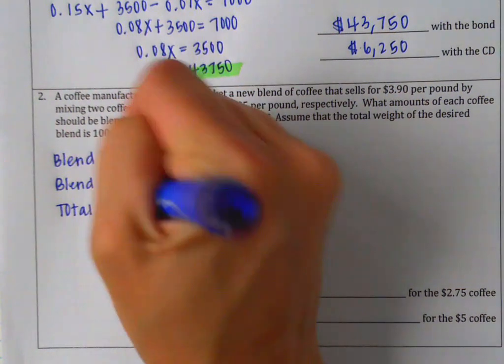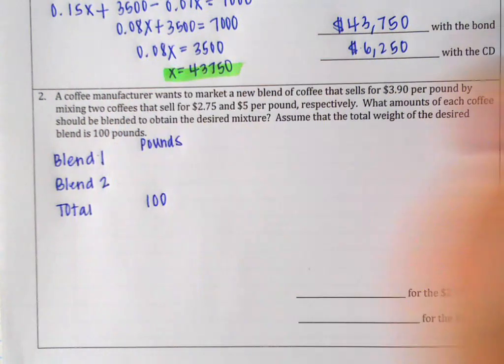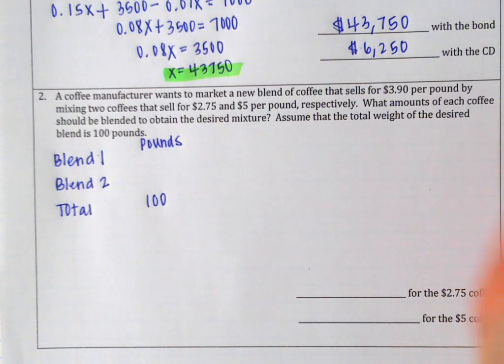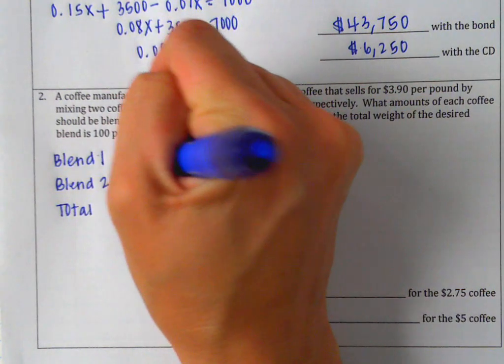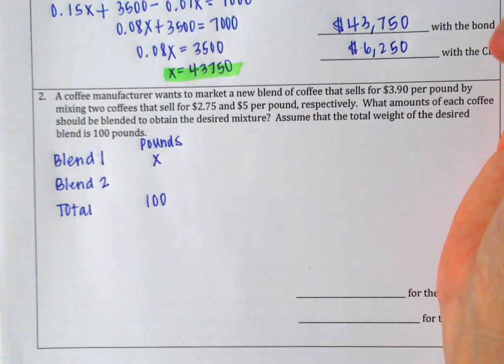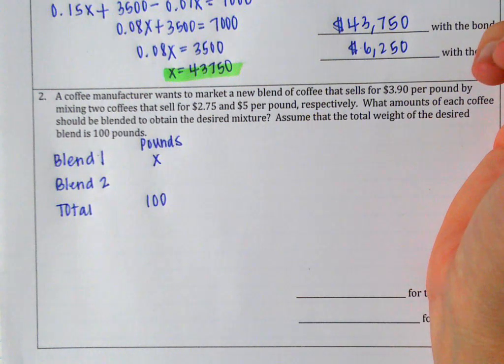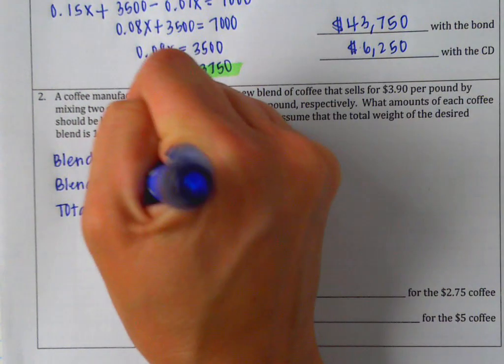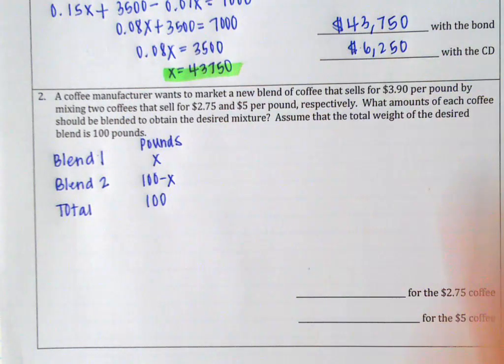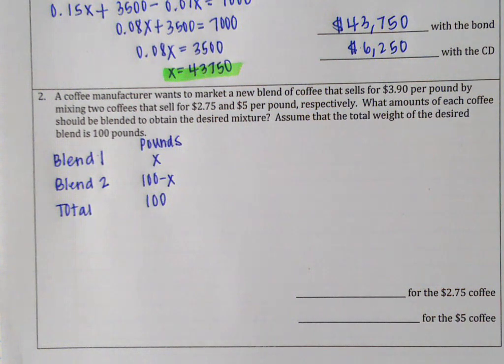100. So if I put blend 1 as X, what am I going to put for blend 2? 100 minus X. Okay. Questions?